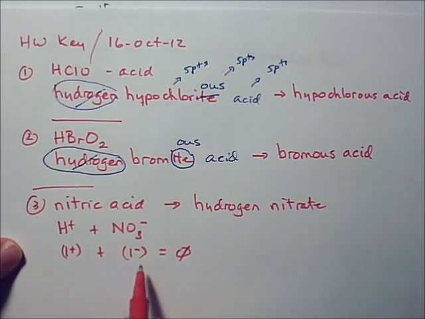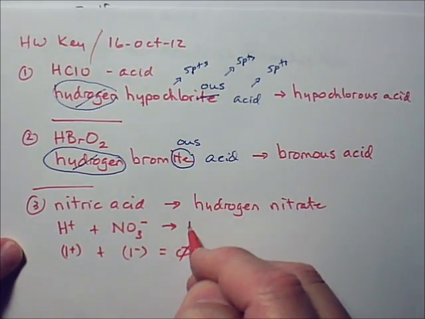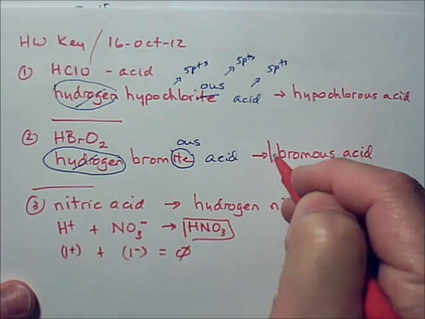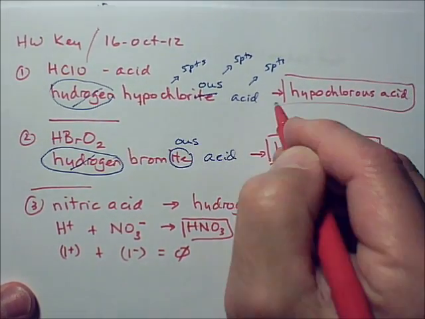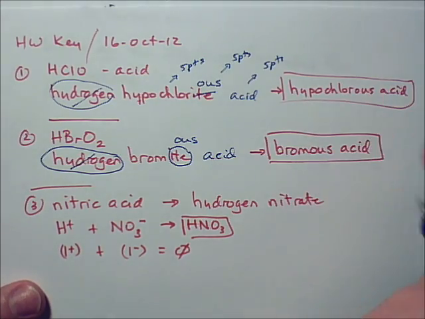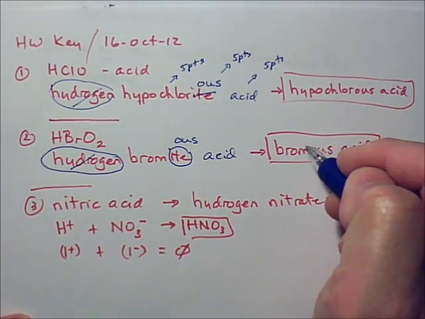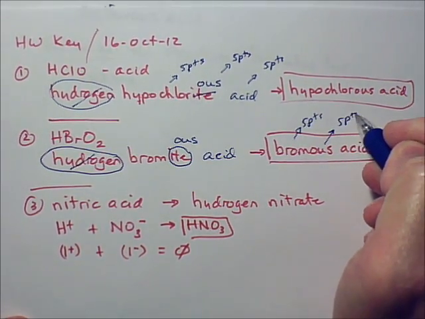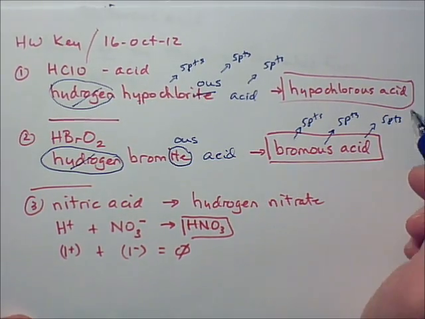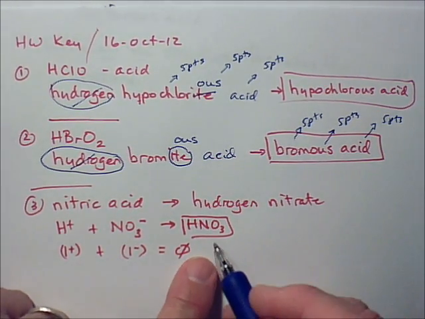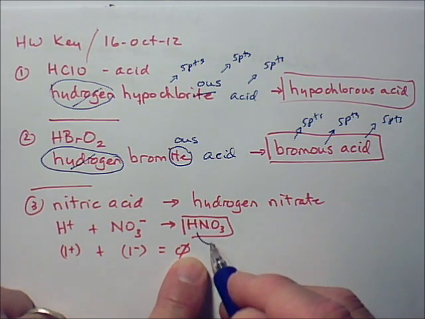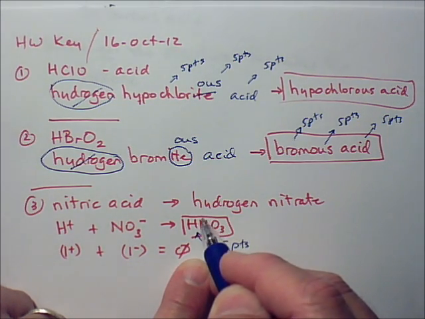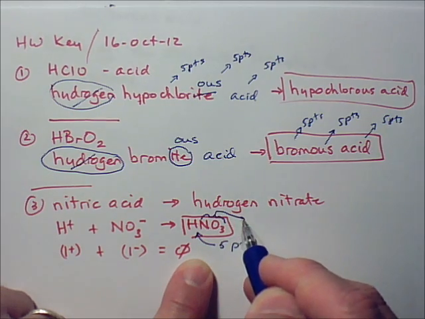Okay, so we just need one of each of those. So the formula then is HNO3. There's your answer right there. Let's keep up with the naming points. BROM here is going to be worth 5 points, OUS 5 points, acid on the end 5 points. Here, we're just going to give the H part 5 points and the NO3 part 5 points.